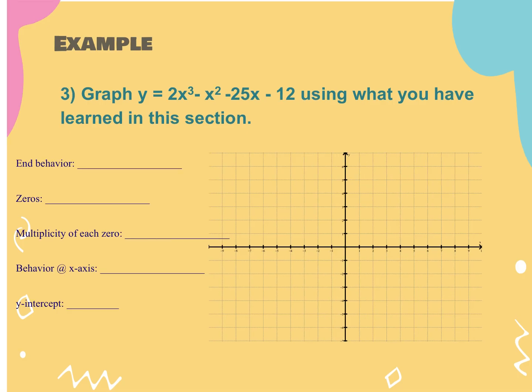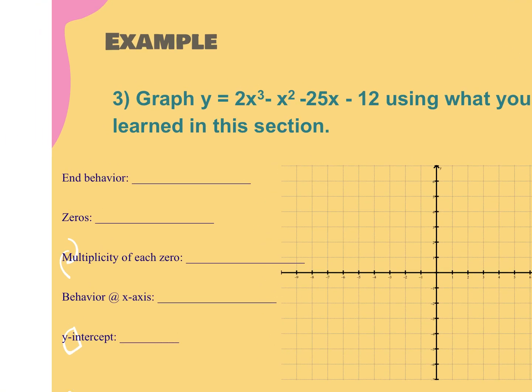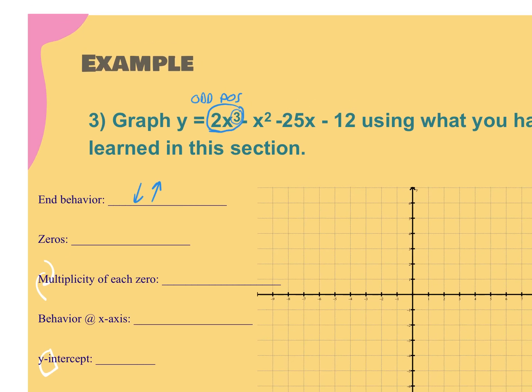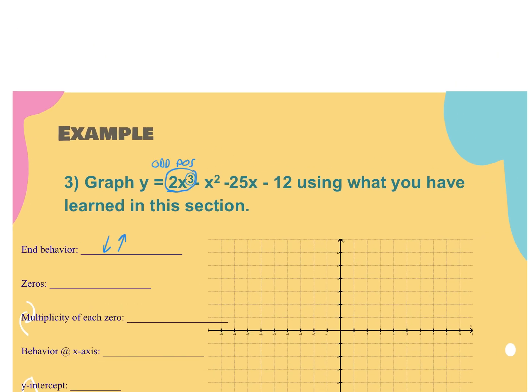All right, so let's first determine the end behavior. Pretty easy, right? We're just looking at the leading term. And again, it's an odd degree, and the leading coefficient is positive. So this is an odd positive. It's also going to be a down and then an up, all right? And again, that's perfectly fine. You can also say it falls to the left, it rises to the right. And right, so now I know that that's what's going to happen to the very left and to the very right. All right, now let's find our zeros.